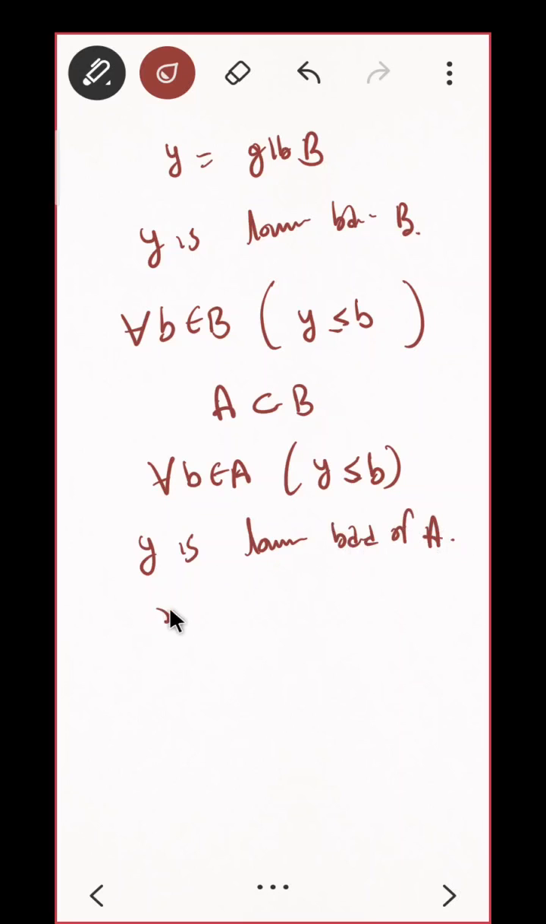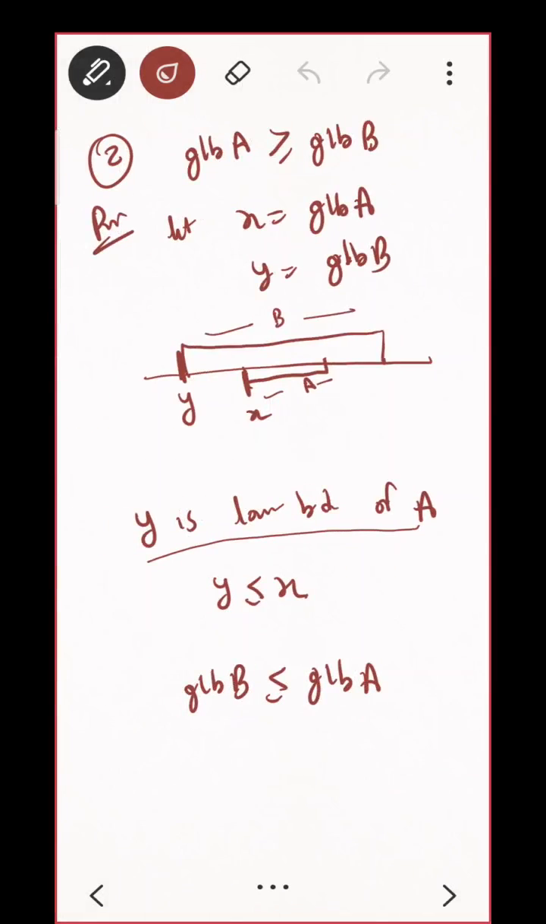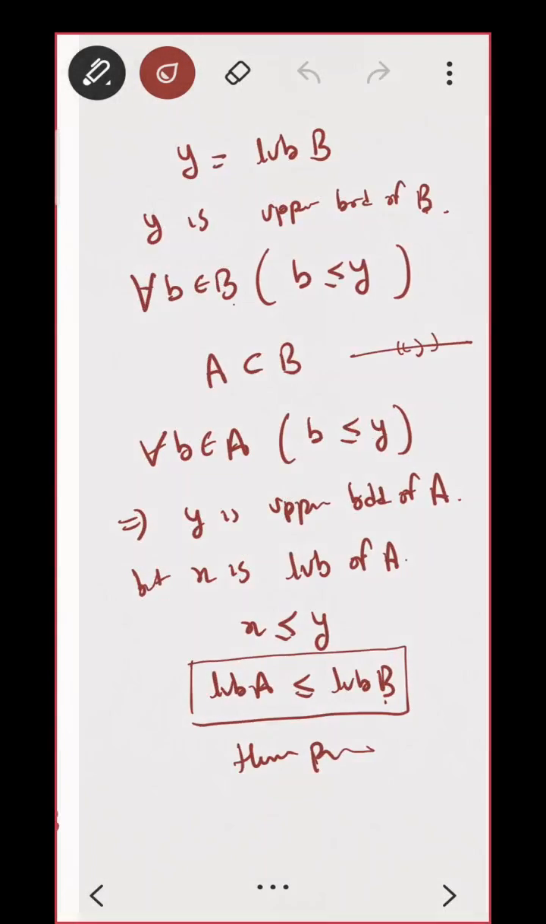That means y is a lower bound of A. But what do you know about x? x is the greatest lower bound of A. That means y must be less than or equal to x. Correct? That means GLB of B is less than or equal to GLB of A. Do you agree? Just go through the proof once again. Good. See, this is how we will be writing the proof.